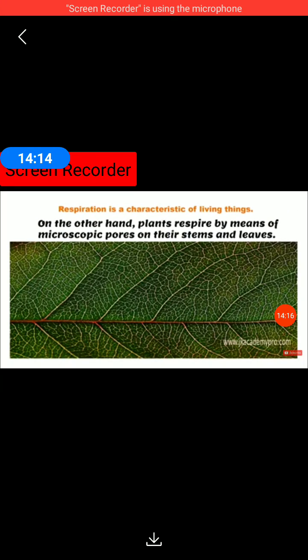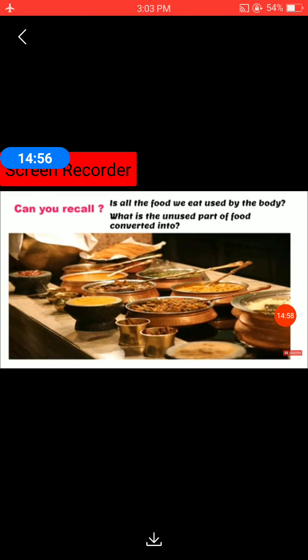What will they do? They respire, taking carbon dioxide and giving out what? Oxygen. Now plants are a little different from animals and human beings. I told you what human beings do: human beings take in oxygen and give out carbon dioxide, but it is opposite in the case of plants. They give out oxygen and take in what? Carbon dioxide. So these are the different processes of respiration in living things.